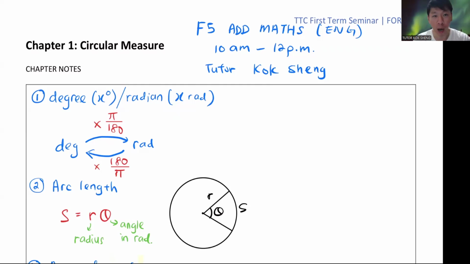Okay. So, as you received the notes, right? This seminar, I'm going to go through the Form 5, Chapter 1, Circular Measure. Okay, the circle chapter. Yes, today only go through one chapter.